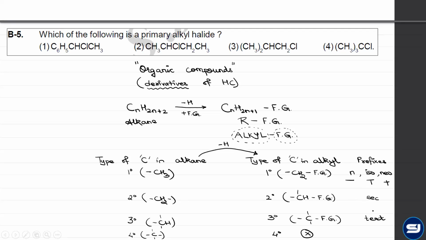n, iso, neo, sec, and tert, in the order of primary, secondary, and tertiary. And there's only one exception to the naming of alkyl groups. What is that? Isopropyl.